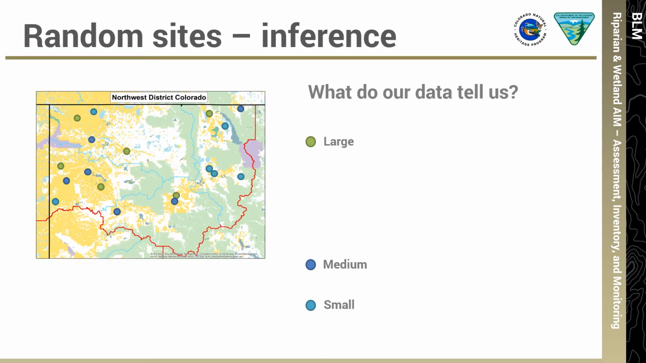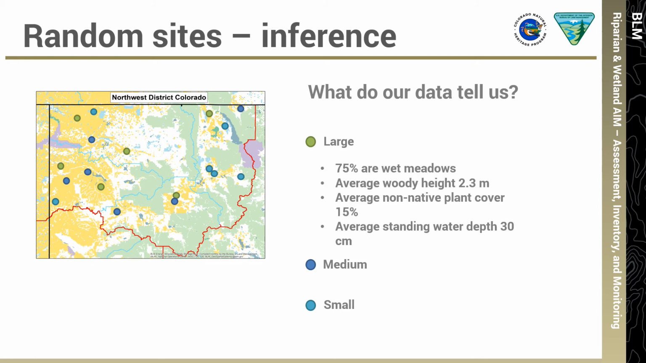In this illustrative example, invented for demonstration purposes, we have sampled 15 points across the district, and our data could say, for large wetlands, 75% are wet meadows. Average woody height in large wetlands in the Northwest District is 2.3 meters. Average non-native plant cover is 15%, and average standing water depth is 30 centimeters. We can make statements for the whole population from our data because the sample points have been drawn in a random, unbiased way to make inference to the target population.